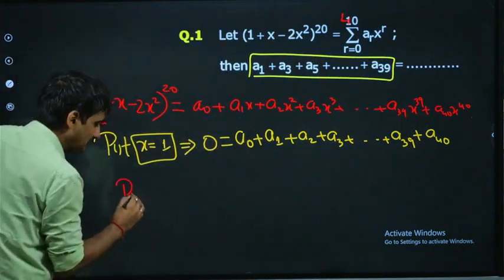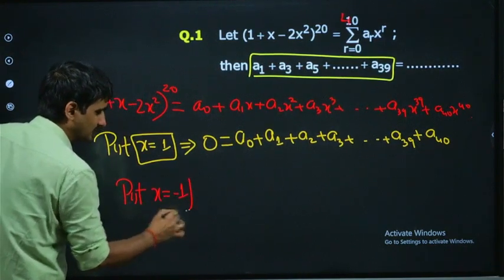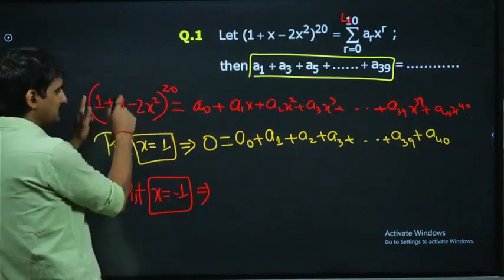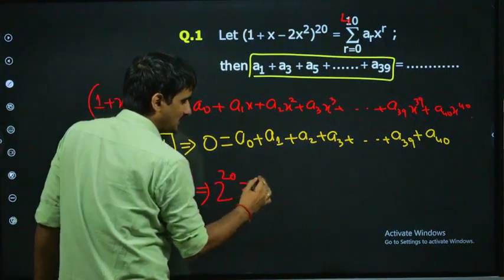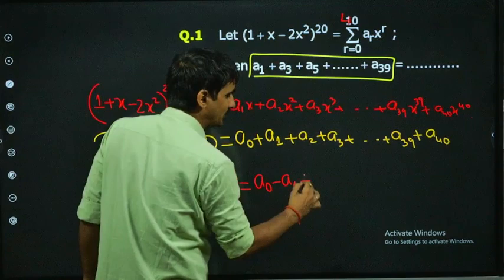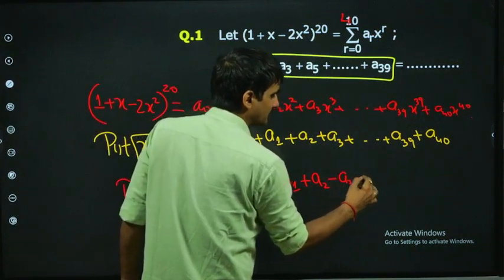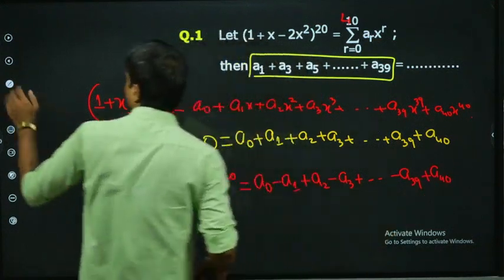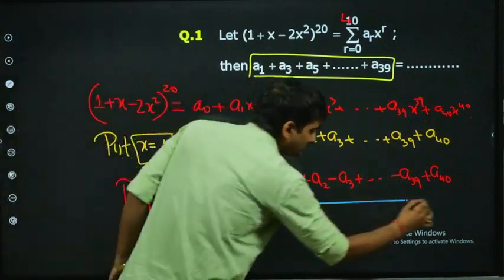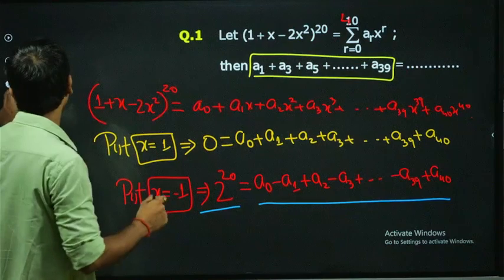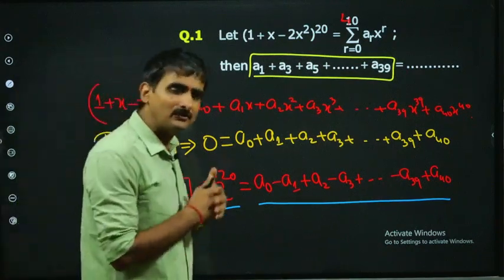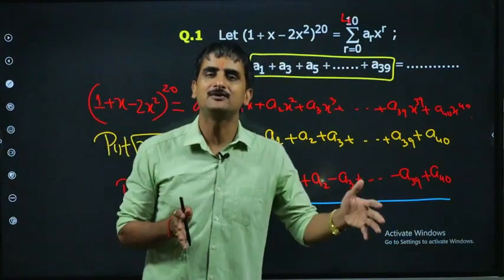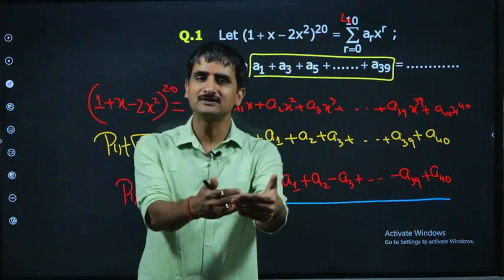Now, another time you have to put x equal to minus 1. So these are just two steps which you have to follow. When we put x equal to minus 1, this gets cancelled, 2 raised to the power 20, and this time you will get alternate positive and negative terms. At the last, you are going to either add them or subtract them, depending on what we need. Adding them will give you one collection of one type of coefficient, maybe even or odd. Subtracting them will give you the other one.